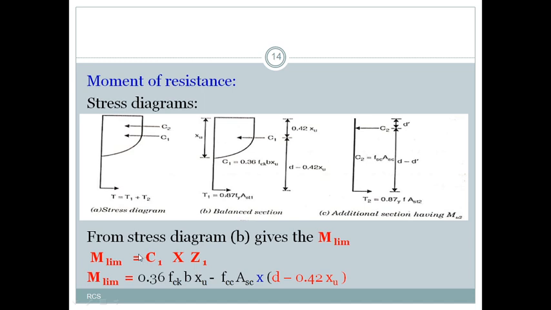With respect to compression, the moment of resistance can be calculated as compressive force multiplied by lever arm. For this balanced section, Mu limit is the moment of resistance: C1 is the compressive force acting here, multiplied by the lever arm. What is C1 here? C1 we have already calculated: 0.36 FCK B into XU minus FCC into ASC. Here we have the steel reinforcement, and the area of steel provided is the area of concrete we are losing, so we have to deduct it. The lever arm is D minus 0.42 XU, right?